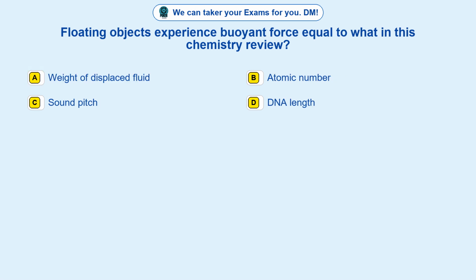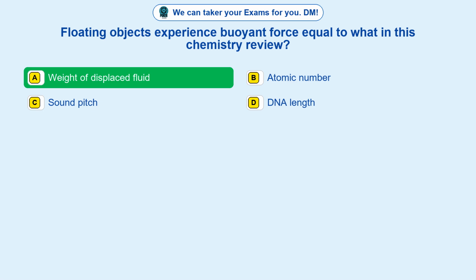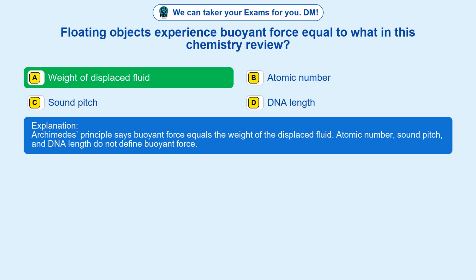Question 80. Floating objects experience buoyant force equal to what in this chemistry review? Option A, weight of displaced fluid. Option B, atomic number. Option C, sound pitch. Option D, DNA length. The correct answer is option A, weight of displaced fluid. Archimedes' principle says buoyant force equals the weight of the displaced fluid. Atomic number, sound pitch, and DNA length do not define buoyant force.